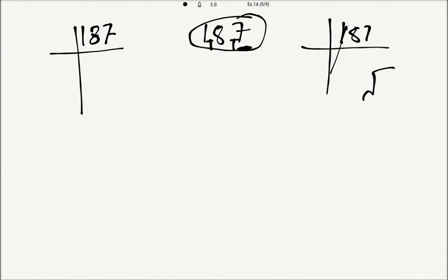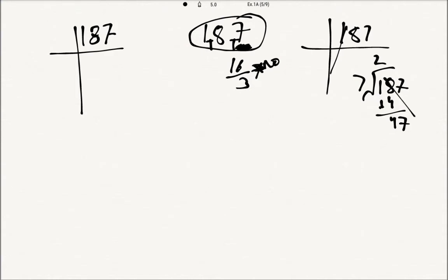So next, add all these digits. 1 plus 8 is 9, 9 plus 7 is 16. So is 16 divisible by 3? No. Okay, is the last digit 0 or 5? No, we cannot divide by 5. So can we divide this by 7? 7 2s are 14, 7 4s are 28, 7 7s are 49, so it is not.